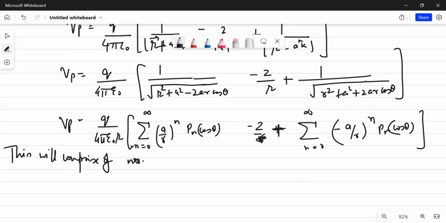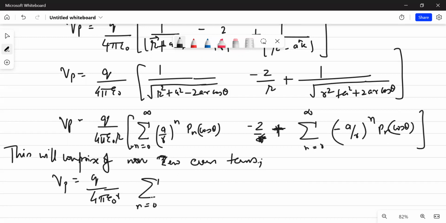Right. So this I'll write, this will comprise of नॉन जीरो इवन टर्म्स, क्योंकि वही वाली प्रॉब्लम हो जाएगी जो पहले हो चुकी थी एक बार अपन से. क्योंकि अगर इसमें से एक जीरो वाला टर्म रहेगा, there would be a leading term 1 over r. सो गलती हो जाएगी. So it will only have non zero even terms. सो एक काम करते हैं, V I'll write q upon 4 pi epsilon naught r, and then I will write simply summation n equal to 0 to infinity. I'll write a upon r की power 2n, and then I will write P2n cos theta. Is that clear?